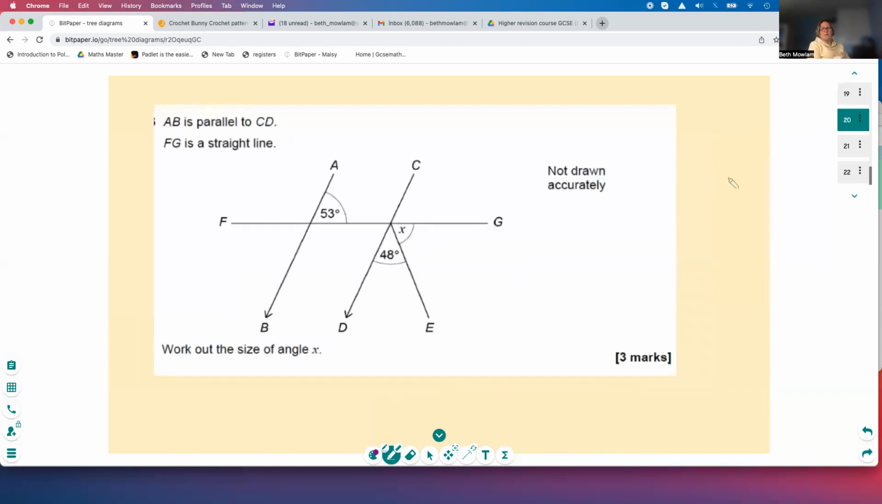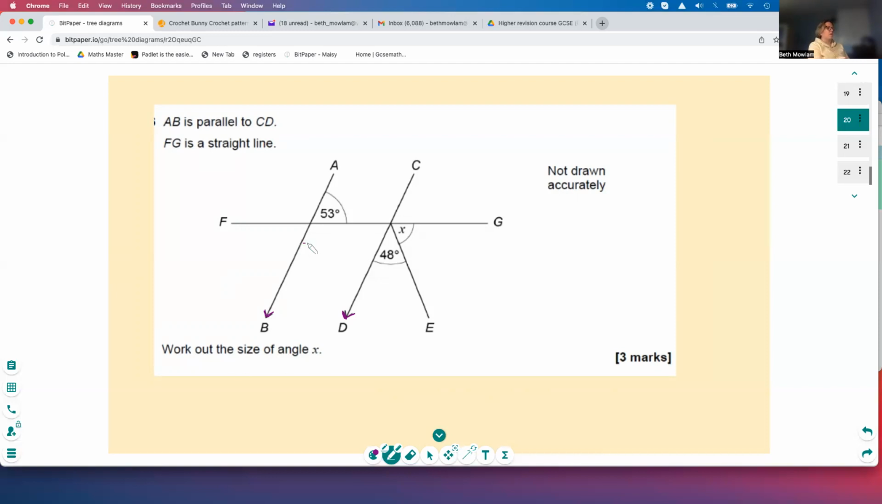Oh, this one looks a bit more complicated. So these kind of questions, 3 marks, look. AB is parallel to CD. Remember, it also has these arrows that tells us these two are parallel lines. FG is a straight line. Work out the size of angle X. Now, sometimes on these diagrams, it's not easy to see exactly what you need to do straight off. So what I often do with students is I tell them just to fill out any angles that they know or they can see straight away that might be the same.